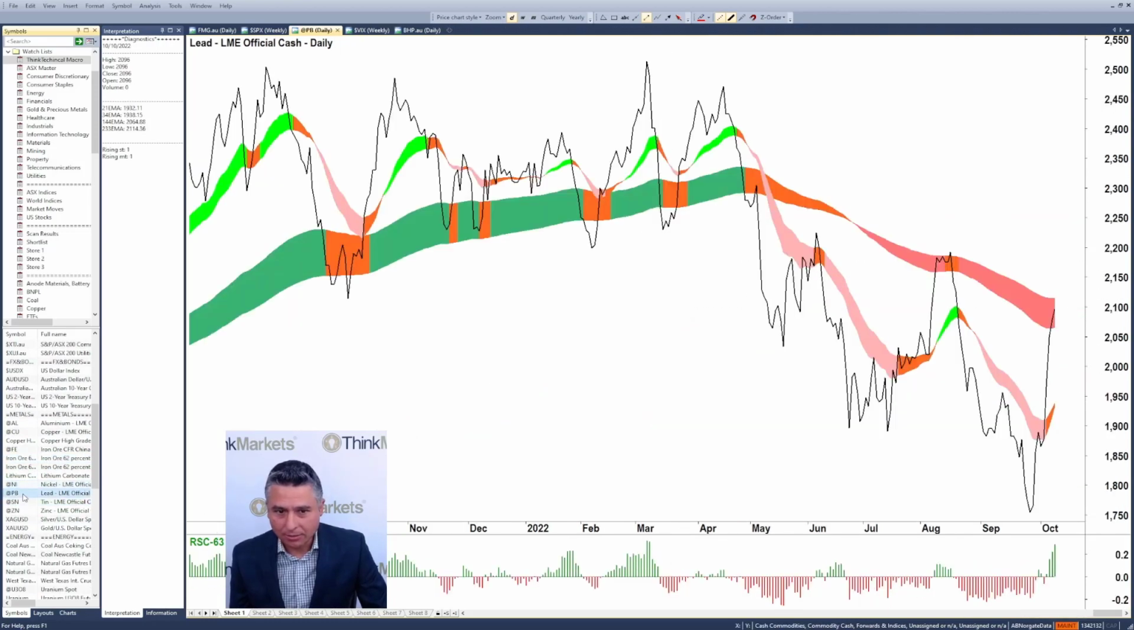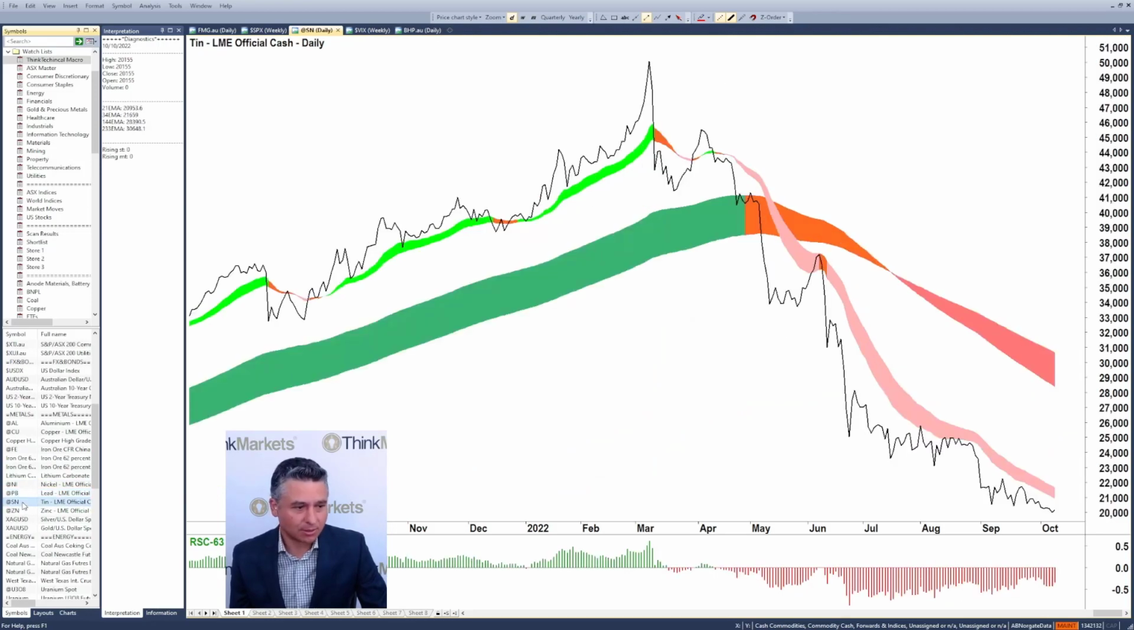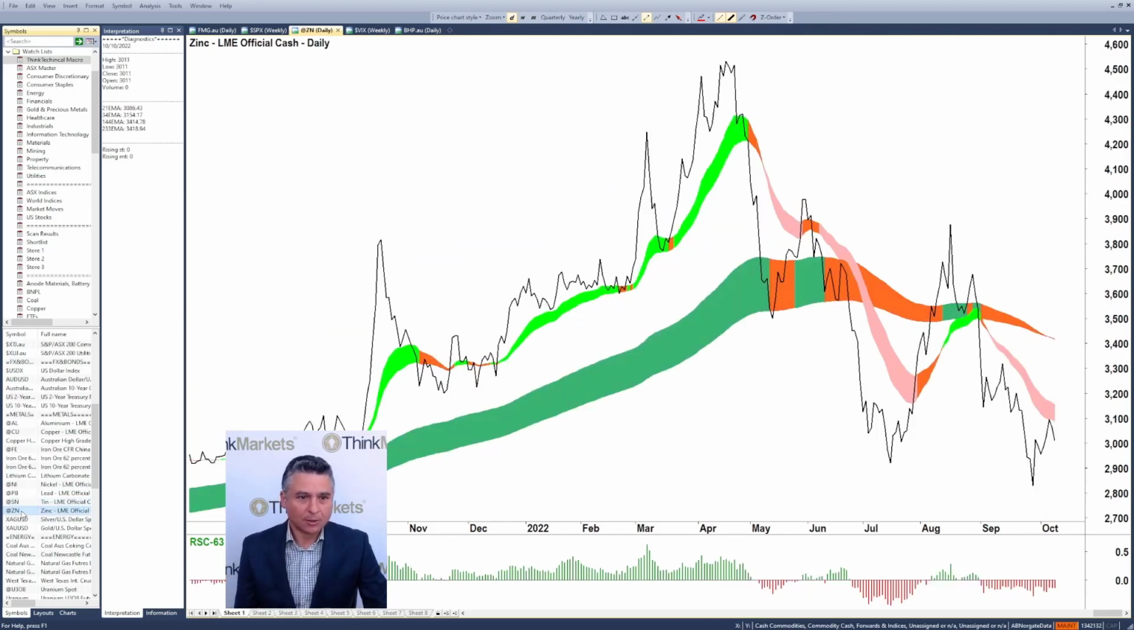Let's have a look at nickel. Let's have a look at lead. Look at that rally. Wow. Let's have a look at tin. Well, that one's definitely in the doldrums after this huge rally into the invasion of Ukraine, and then zinc. So I think, look, on balance, those commodities are heading lower.